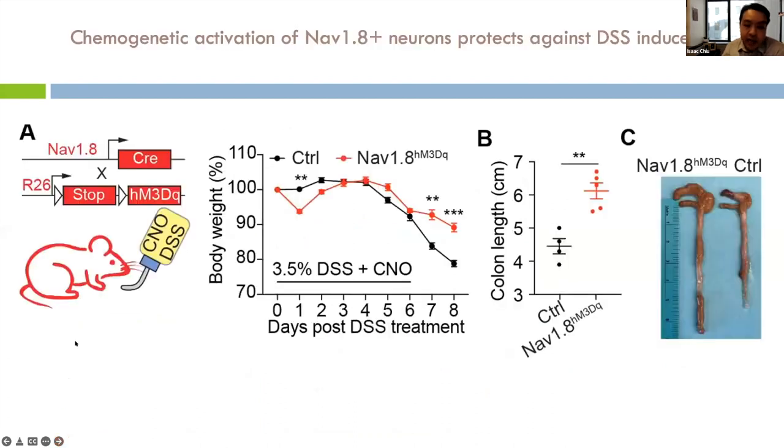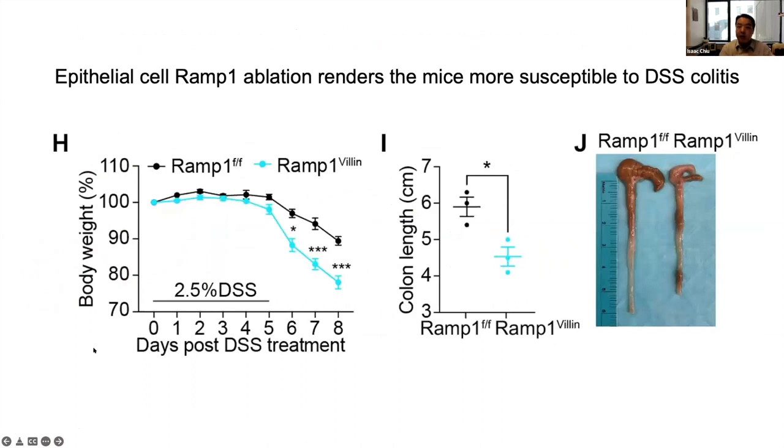So what about the flip side? I mentioned we can activate these neurons with the DREADD approach. So what Da-Ping did was he gave them DSS and also activated the neurons with the CNO. And this actually protected the mice from colitis. There was increased weight as well as increased colon length in the DREADD-treated mice. And I also mentioned, what about RAMP1? If we take the mice where RAMP1 is deleted with the Villin Cre, this made them more susceptible to colitis.